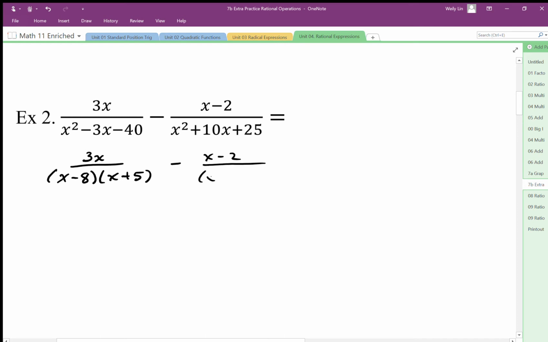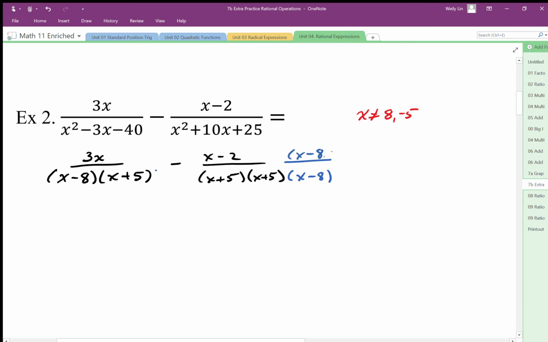So here we have x plus 5 squared, or x plus 5 times x plus 5. Okay, we'll do our restrictions first so we don't forget. So x is not equal to 8 and negative 5. Now, if there are common factors that simplify, once we state our restrictions, we can start canceling things out. Okay, nothing cancels out here, so we want to go ahead and find our lowest common denominator. So here we're missing a factor of x minus 8. On this side, we need an extra factor.